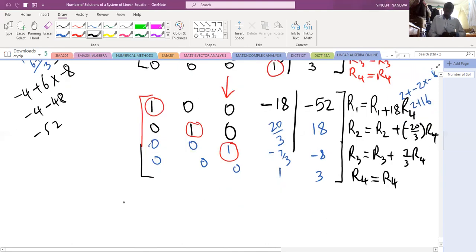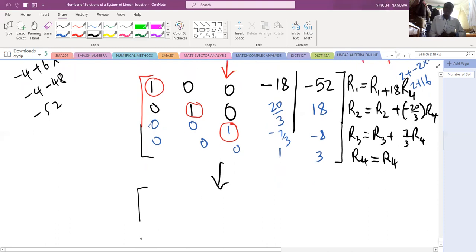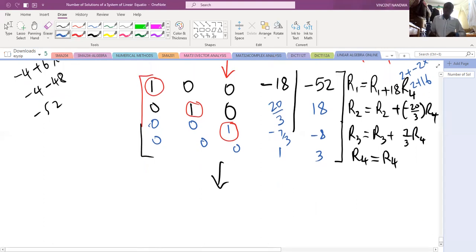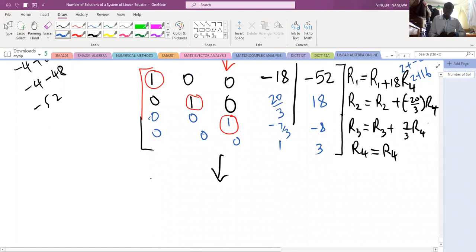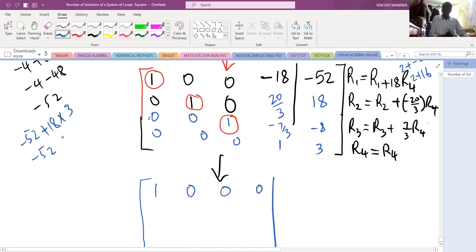So when you do that one, we get next as 1, so we have 1, 1, 0, 0, 0, and then minus 52 plus 18 times 3, so minus 52 plus 54, that is 2. So this will be 2.